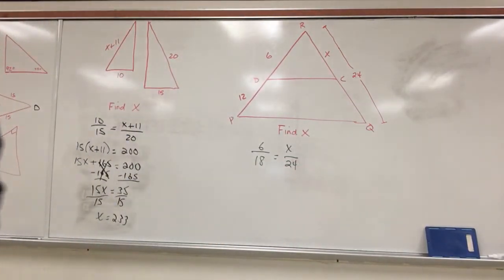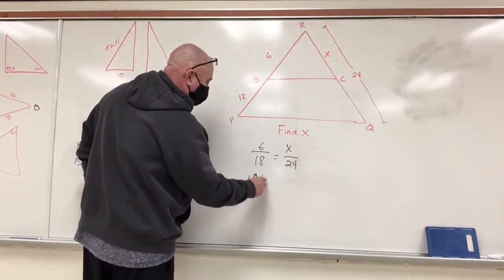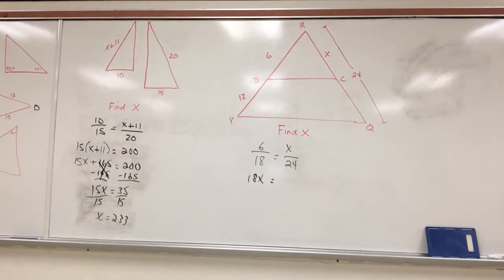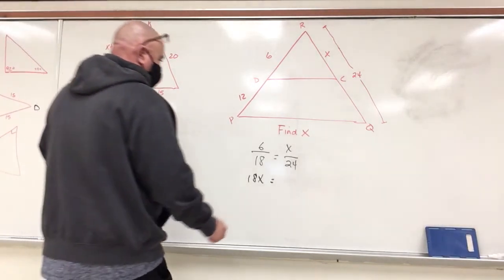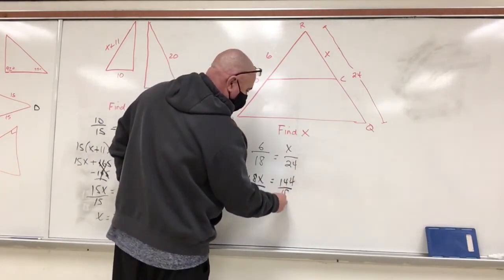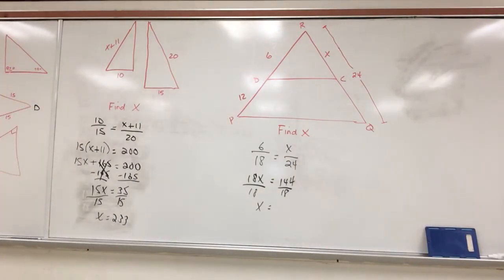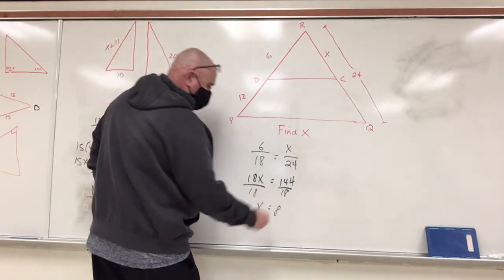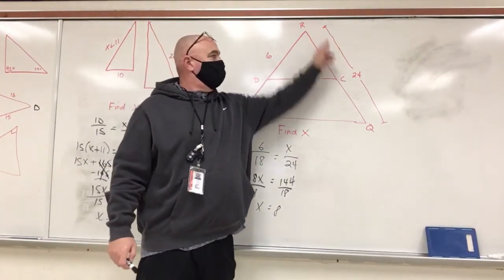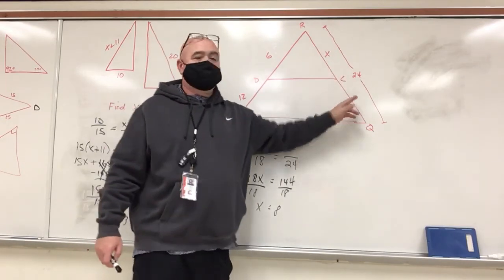Now I'm gonna do the butterfly, the cross multiply method. 18 times x is 18x. 6 times 24 is 144, right? Divide by 18. And what's x equal to? 8. Okay. x is equal to 8. So this is 8. What's this side gonna be equal to? 24 minus 8. That's what that's gonna be equal to.